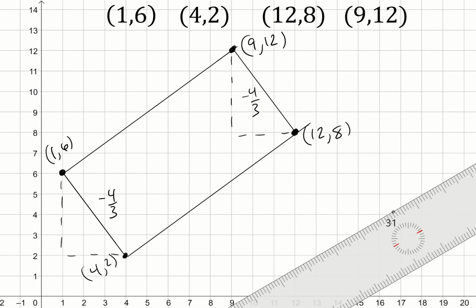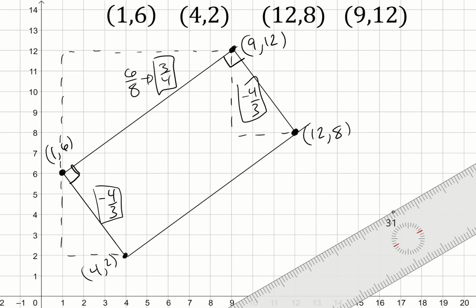Let's look at the slope of these other sides. So this one, I'm going to go up 1, 2, 3, 4, 5, 6. Then I go over 1, 2, 3, 4, 5, 6, 7, 8. So that's up 6 over 8, which is the same as 3/4. Okay, so because this slope is the opposite reciprocal of this one and this one, I know that these two angles are right angles. So I've got 2 right angles.